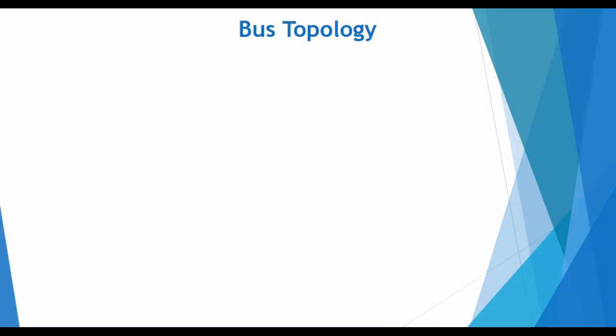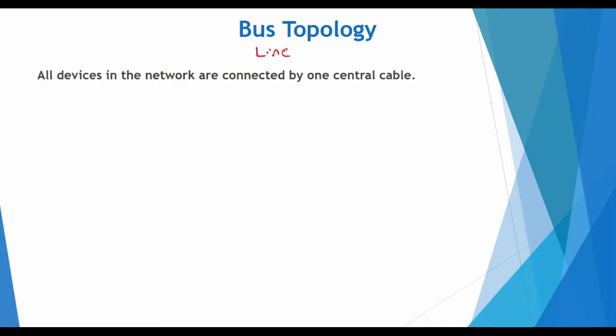Bus topology, also known as a LAN topology, is a type of network topology in which all devices in the network are connected by one central cable. The single cable is where all data is transmitted between devices. Maybe the cable is coaxial or RJ45.